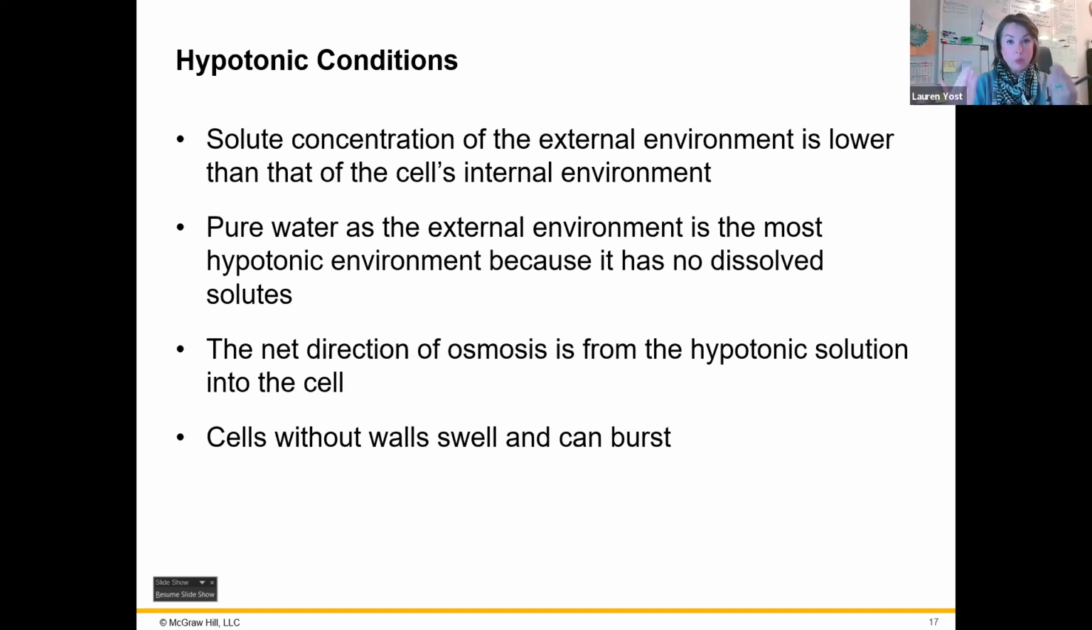So increasing the volume of the water in the cell to try to water down the cell to match what's outside of it. Okay. This is like putting the cell in pure water. That's the most extreme example of a hypotonic condition.